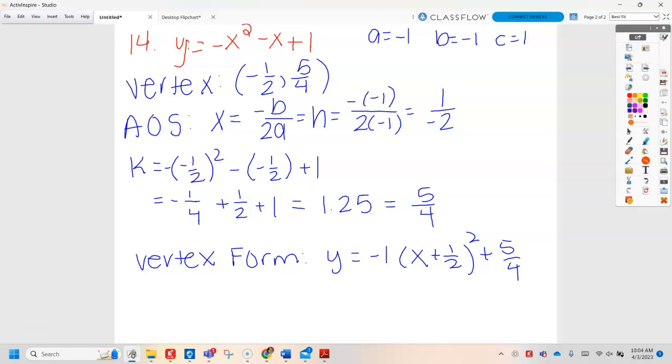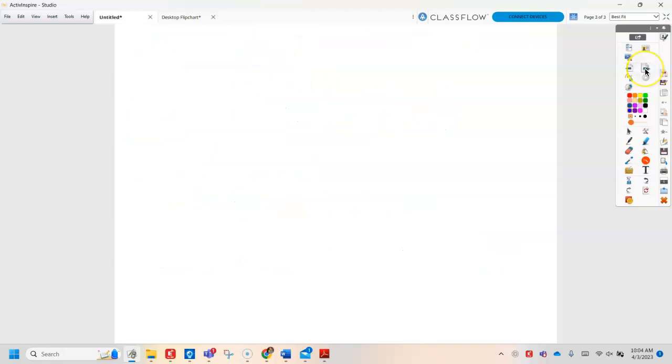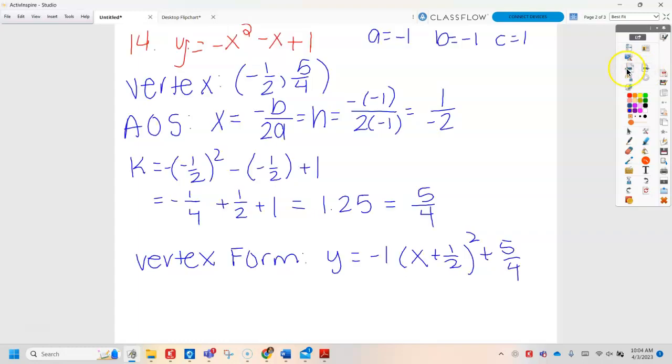I would then make a table. And again, the table for this is going to be a little worse because fractions. So we have our vertex, we have our AOS. The last thing it asks for is y-intercept. The y-intercept in standard form is always the c value. So that means this point also goes through 0, 1.